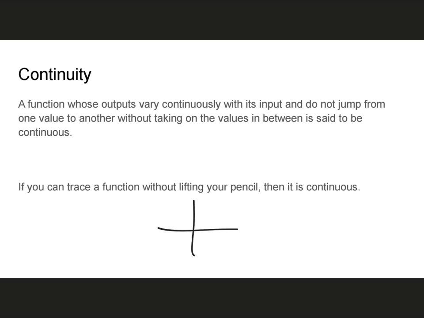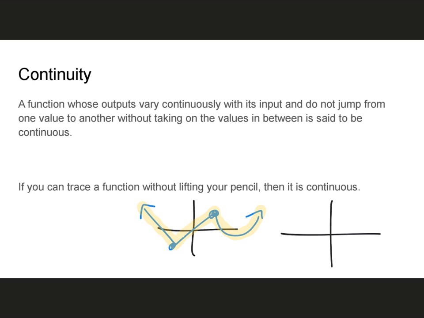So if I have some sort of a function here that I'm going to create, let's make it some sort of a piecewise function. I'll say that I have a closed circle right around here, and you can see my piecewise function. So if I start to pull out my highlighter and I try to trace this function from left to right, I never have to pick up the highlighter to finish tracing. So because I never had to pick up the highlighter, that is a continuous function.